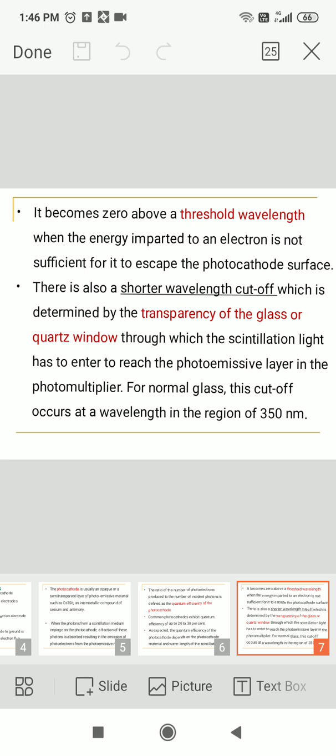Then it becomes zero above a threshold wavelength, when the energy imparted to an electron is not sufficient for it to escape from the photocathode surface. There is also a short wavelength cutoff, which is determined by the transparency of the glass or quartz window through which the scintillation light has to enter to reach the photoemissive layer in the photomultiplier. For normal glass, this cutoff occurs at a wavelength in the region of 350 nanometers.